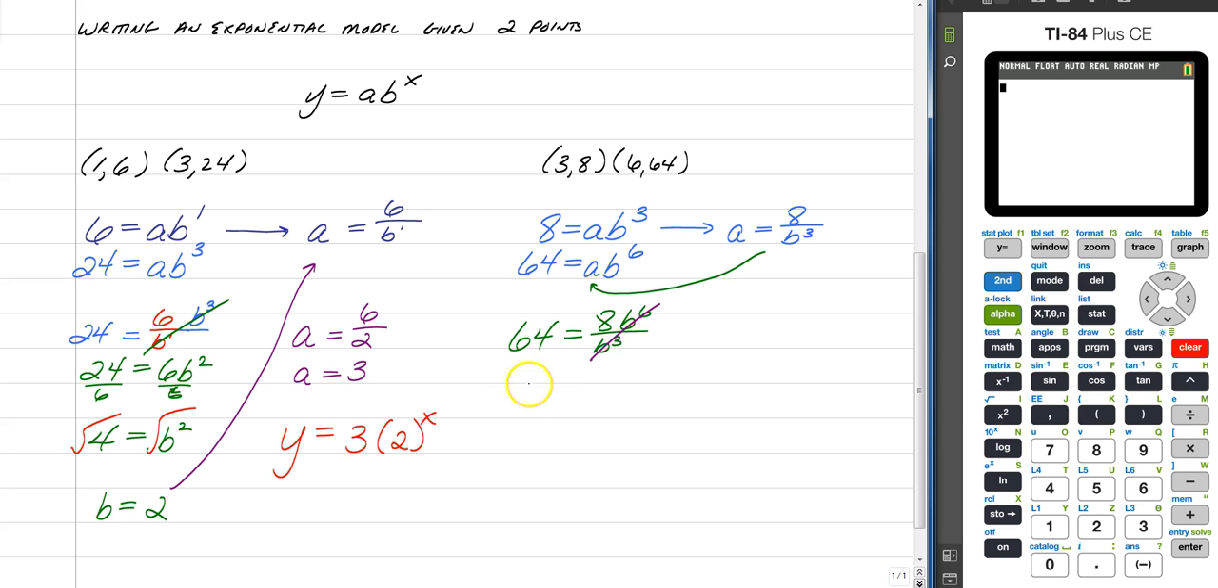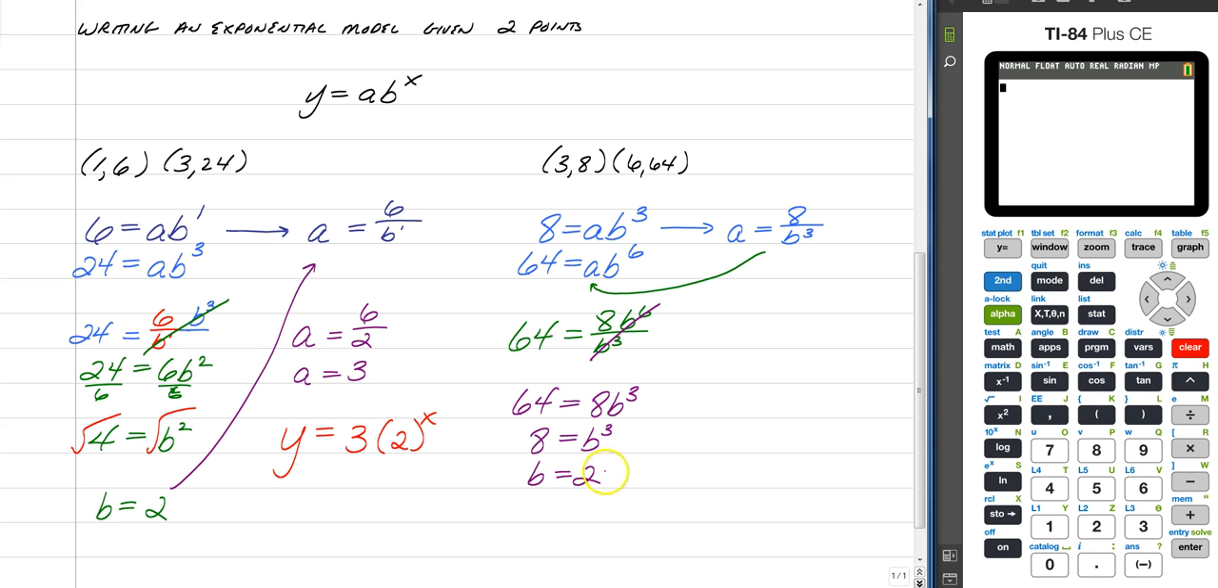That's going to simplify. So we just have 64 is equal to 8. B to the 6th over b cubed is just b cubed. Divide both sides by 8, and we have 8 is equal to b cubed. And take the cube root of both sides, or raise both sides to the 1/3 power, and we end up with b is equal to 2 again. Now, don't get comfortable. B does not always equal 2. That's just a coincidence here.